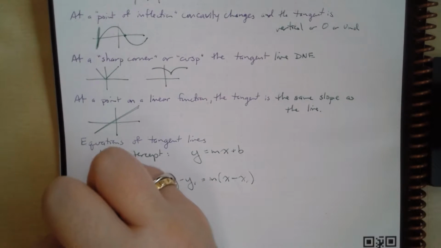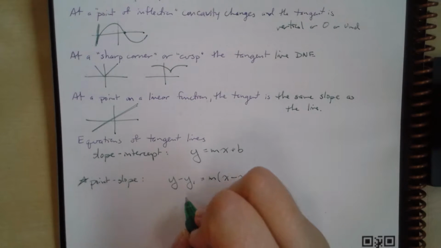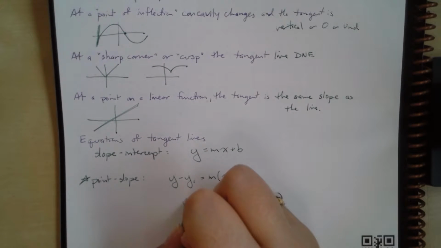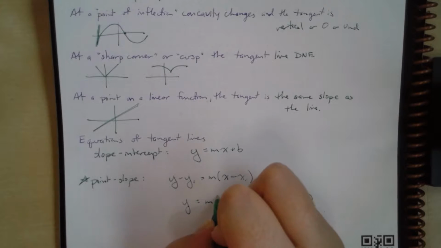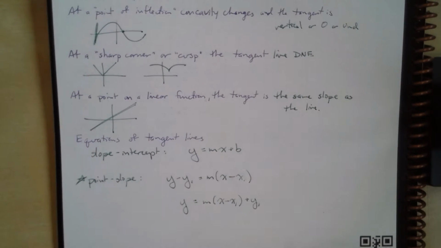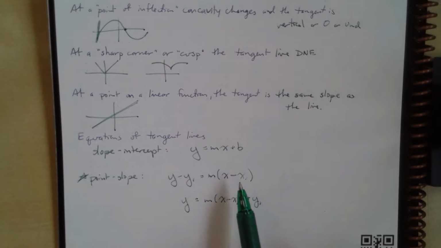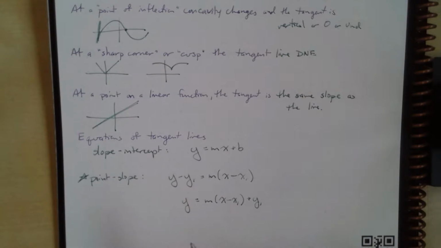This point-slope form is what we're going to be using in calculus quite a bit. You can rewrite this, and it's actually preferable that you rewrite it as y equals m times x minus x sub 1 plus y sub 1 to put it in slope-intercept form, but point-slope form is really what we're going to be using to actually calculate these.